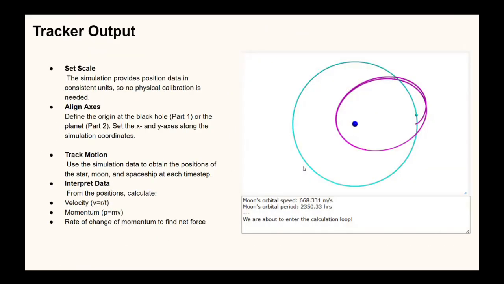The tracker output. We had to set the scale. The simulation provided position data in consistent units, so no physical calibration is needed. Align axes, the black hole or the planet at the origin, with the X and Y axis along simulated coordinates. Track motion, use the simulation data to obtain the position of the star, moon, and spaceship at each timestamp. Interpret data from the position: calculate velocity, momentum, and rate of change of momentum to find net force.